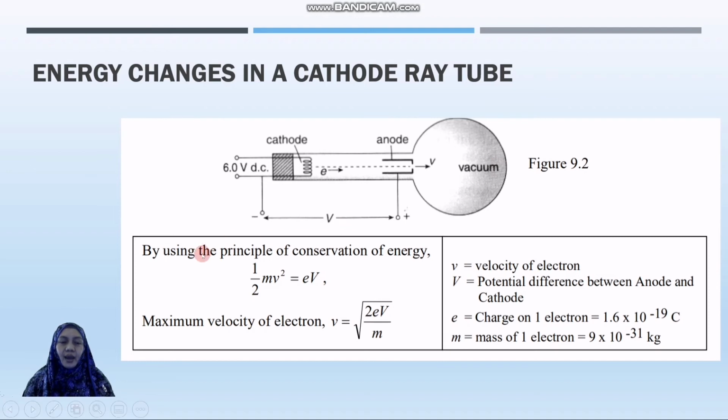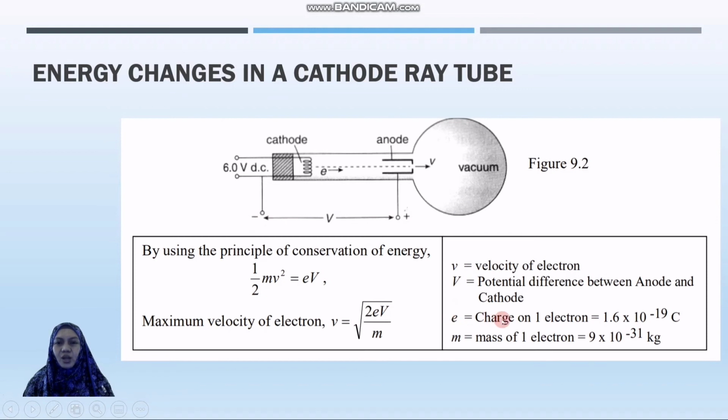Okay? And from the principle of conservation of energy, we understand that the kinetic energy, half mv squared, is equal to the electrical potential energy, eV. So what does this formula refer to? This v refers to the velocity of the electron, and the capital V refers to the potential difference between the anode and the cathode. So this is the potential difference between the anode and the cathode.